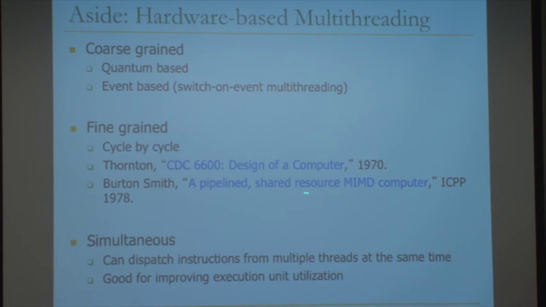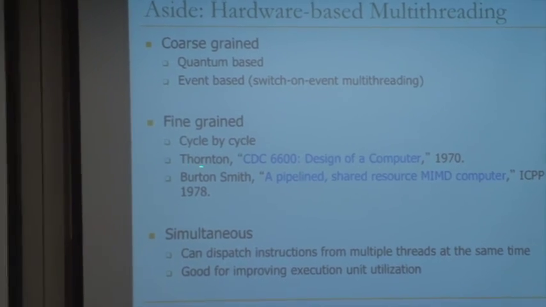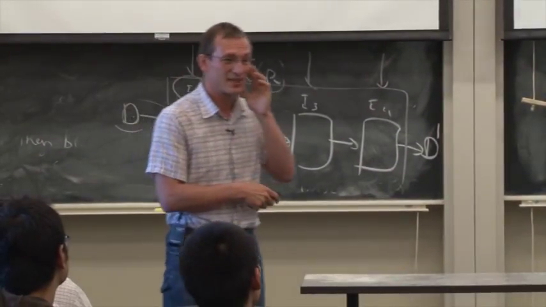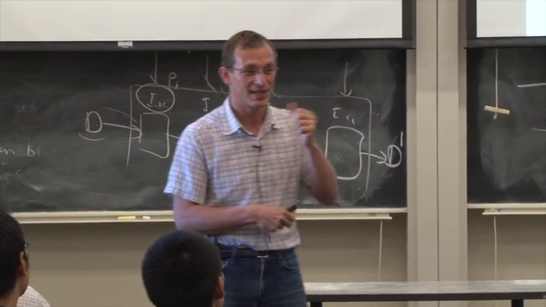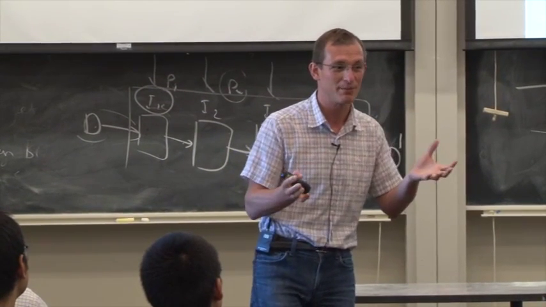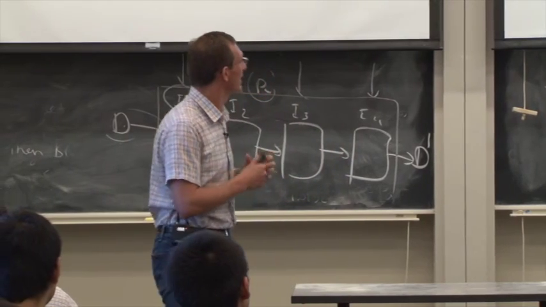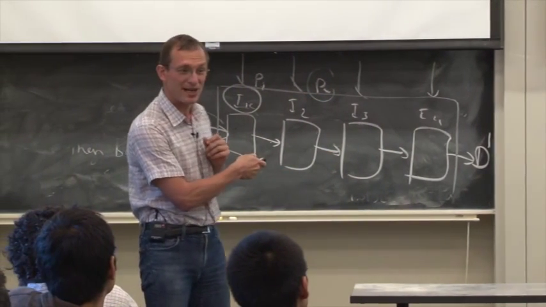This was a computer that was designed in the 60s. The book was written in 1970. Jim Thornton was the chief architect. And CDC stands for Control Data Corporation. It's a Canadian company that was competing with IBM at that time in building supercomputers. And this was the supercomputer of the time.